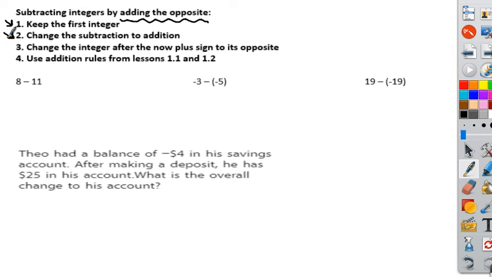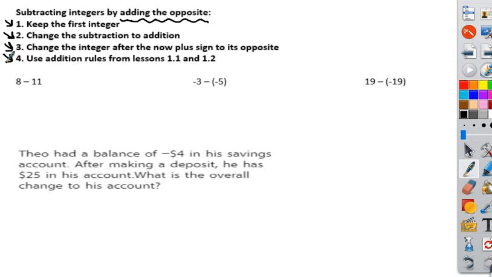Oh, that's a weird way. Okay. Change the integer after the plus sign into its opposite. I say after the now plus sign because we changed it. Get it, get it. All right. And then look here. Use the addition rules from lessons 1.1 and 1.2 because you've now created an addition problem.